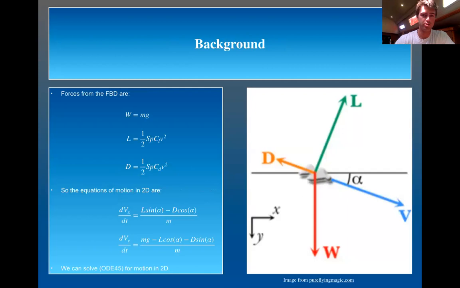So a little bit of background here. Starting with a free body diagram, we have the force of gravity coming down, force of drag, and lift. This is the angle of attack alpha, and really the only difference between drag and lift is the coefficient, coefficient of lift versus coefficient of drag. They both go with velocity squared, and so we can solve for the equations of motion in 2 dimensions, and then put that into MATLAB and use ODE45 to solve over a span of time.